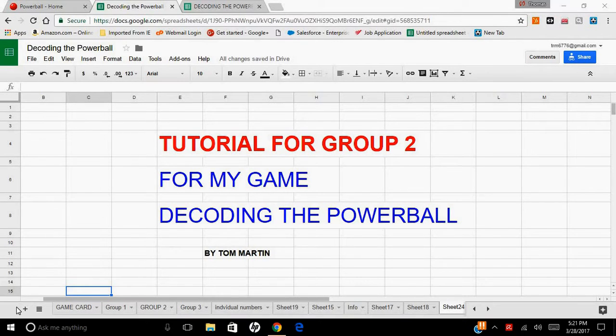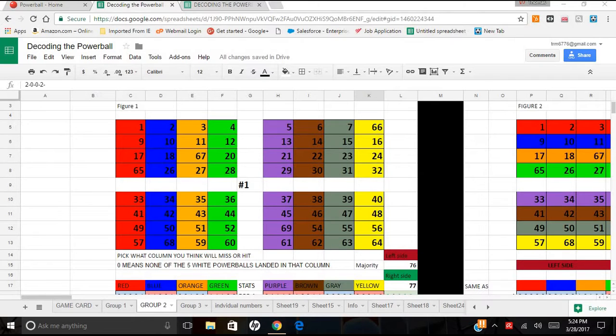This is my tutorial for Group 2 for my game Decoding the Powerball. Here in Group 2, this is the first thing that I came up with when I was designing Decoding the Powerball. Basically it's a simple strategy where you keep track of different groups of numbers, and when you think that none of the 5 winning Powerballs is going to land in a certain area, then you eliminate those numbers and pick from the rest.